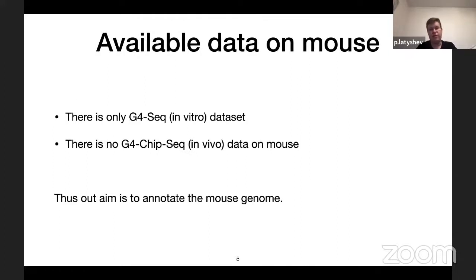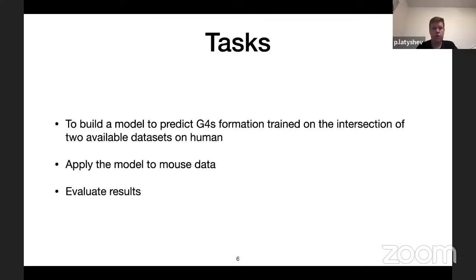And for mouse, there is only one available G4-seq dataset, in vitro dataset, and there is no G4 ChIP-seq data for mouse now. Thus, our aim is to somehow annotate the mouse genome using human data. The first task was to build a model to predict quadruplexes formation on human data on the intersection of 2 datasets. And then we need to apply this model to mouse genome. And we need to somehow evaluate results because we don't have ground truth for mouse. We don't have G4 ChIP-seq data for mouse. And we have to develop some method to evaluate anyway.